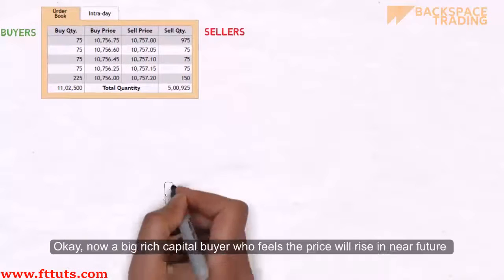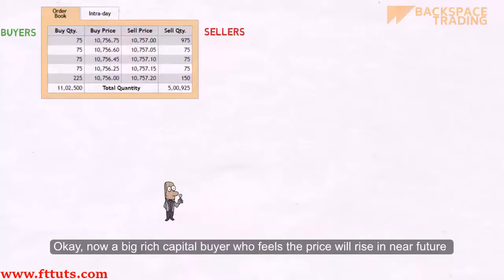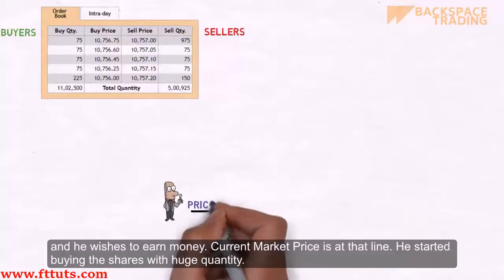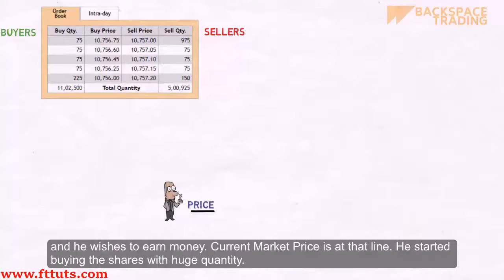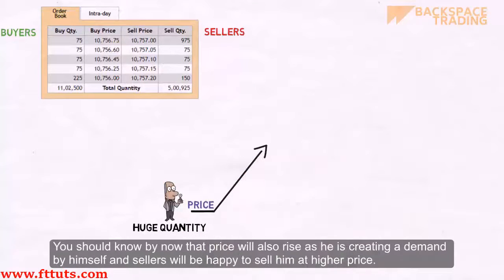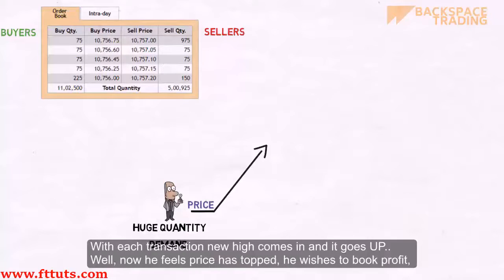Okay, now a big rich capital buyer who feels the price will rise in the near future and wishes to earn money. Current market price is at this line. He started buying the shares with a very huge quantity. You should know by now that price will also rise as he is creating a demand by himself and sellers will be happy to sell him at a higher price, right? With each transaction a new high comes in and it goes up.